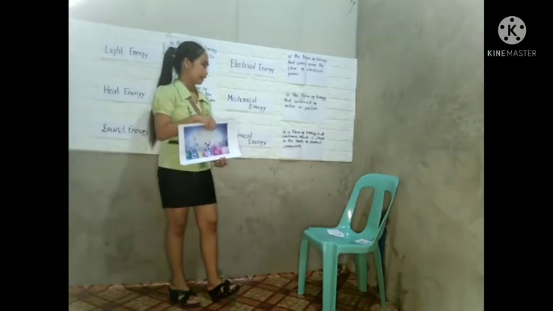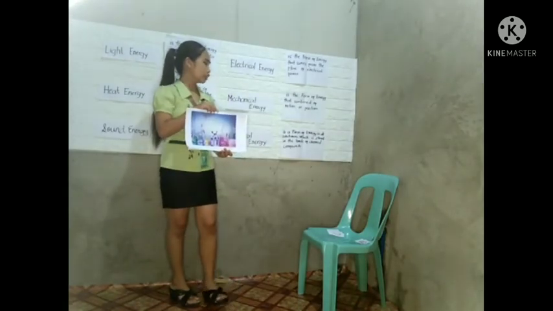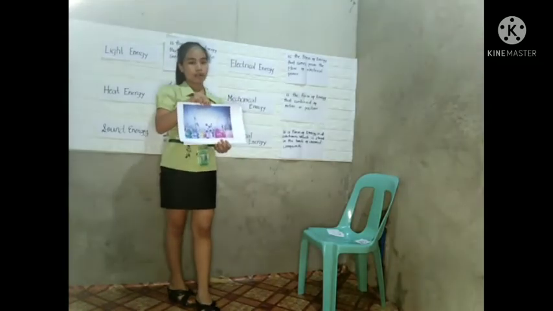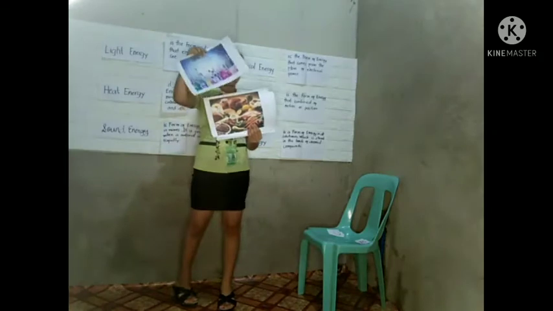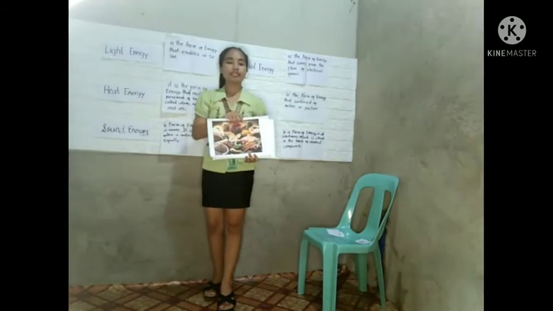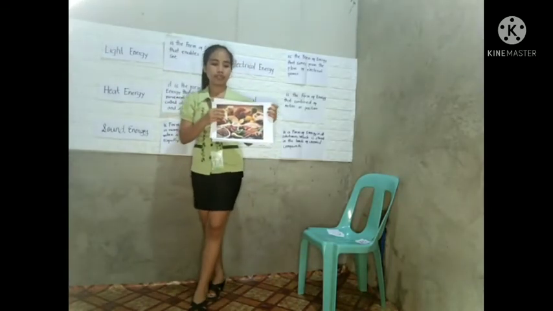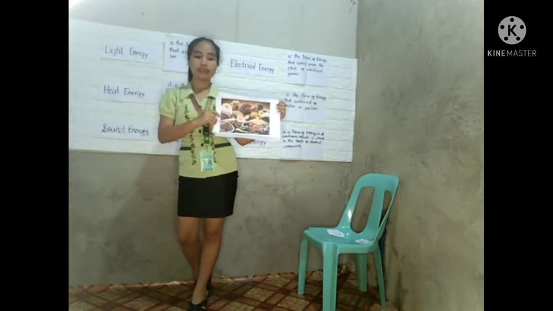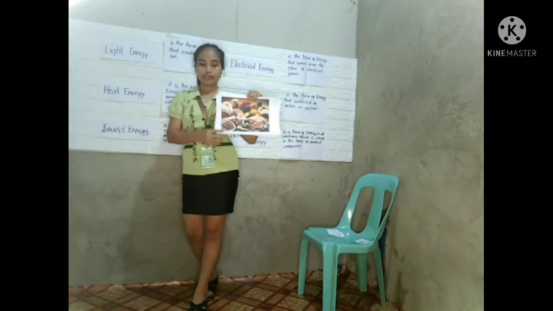Chemical energy is a form of energy in all substances, which is stored in the bonds of chemical compounds. Food is the most important source of chemical energy. Other sources are baking soda, vinegar, and also batteries.